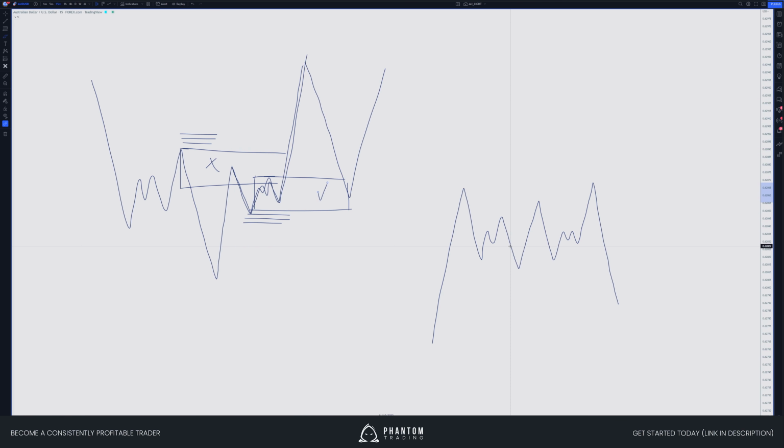Now, on the other side of it, in this case, we have a demand level that's formed here. Eventually, it gets taken out, right? So price is trading up. We develop that demand level.